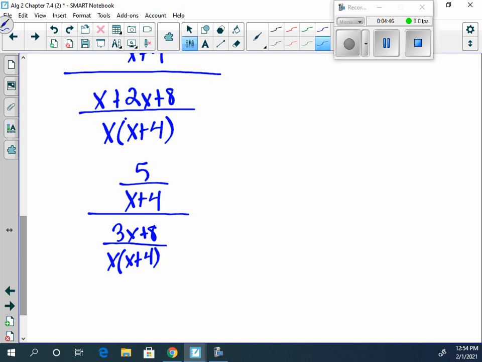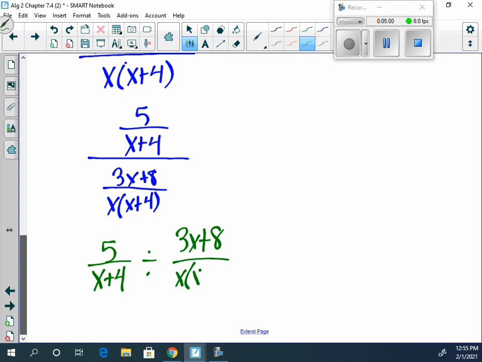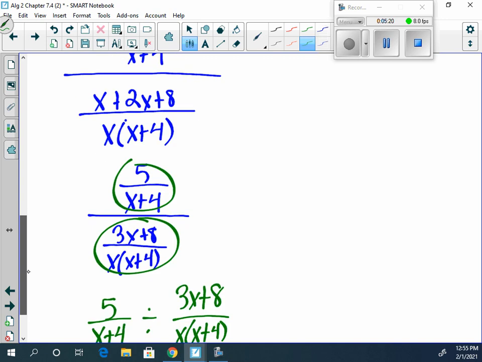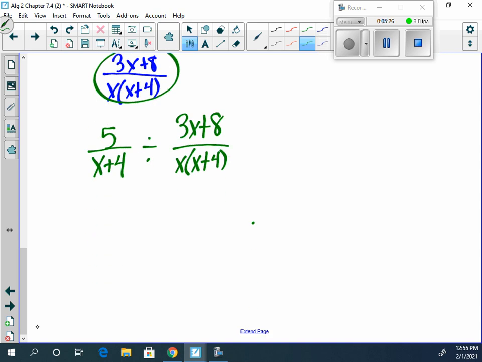Okay. Now, really what we're saying with these two is that 5 over x plus 4 is really being what? Divided by our 3x plus 8 over x times x plus 4, because that's really what we're doing. When we talk about fractions, it's really the numerator divided by the denominator, but we're just writing it in a singular form. So once we get one fraction on top and one on bottom, we can rewrite this as division, so that we can simplify this here.